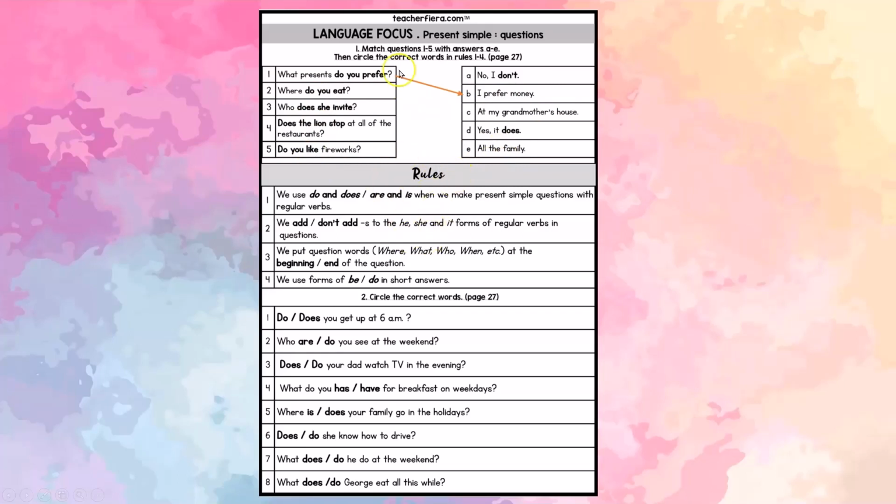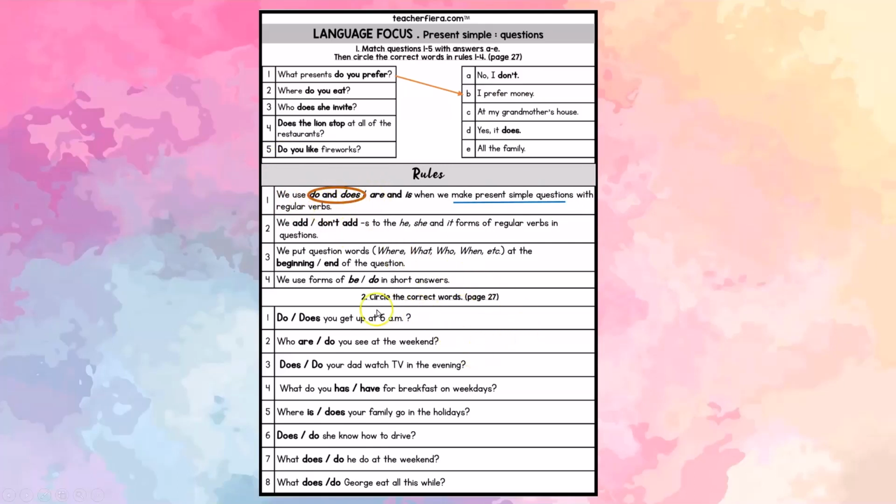Okay, how about this one? Down here, you have to circle the correct words in rules 1 to 4. These are the rules, so you have to circle the correct words. Let's look at number 1. "We use do and does or are and is when we make present simple questions with regular verbs." So what's the keyword here? Make present simple questions. When we want to make questions, we use, yes, good, do and does. So you circle the correct answers.